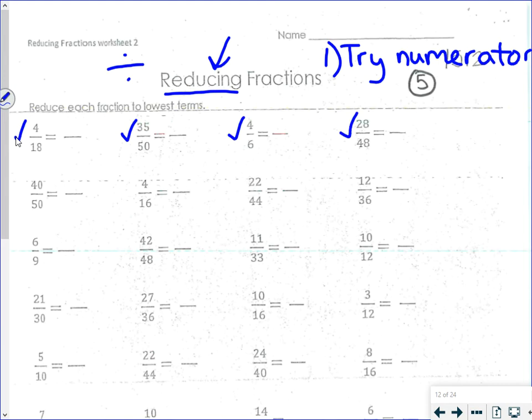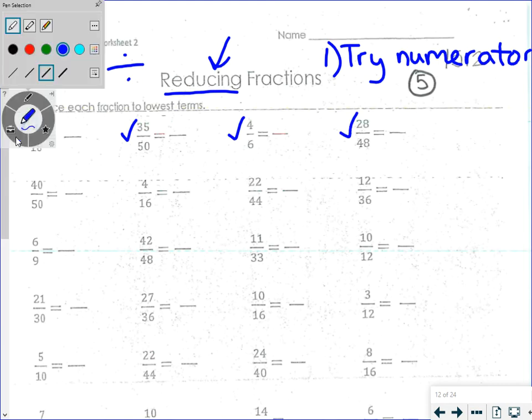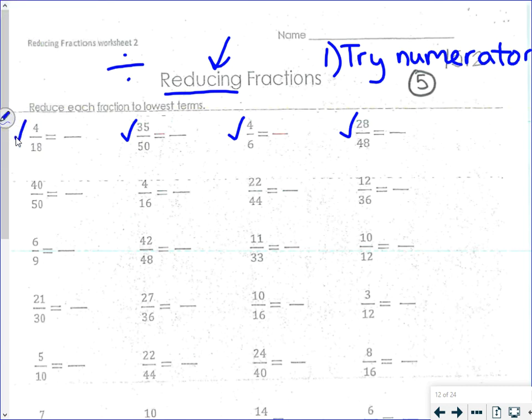4/18. So can I divide 4 out of both? Remember, whatever you do to the bottom or top, you have to do to the other. Would 18 divided by 4 work? Think to yourself, it would not. That would not give us a whole number. So dividing by 4 will not work.